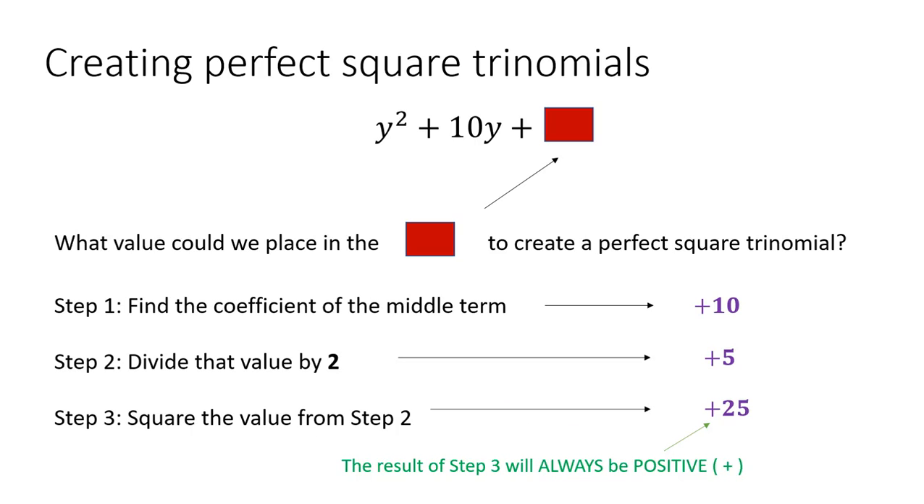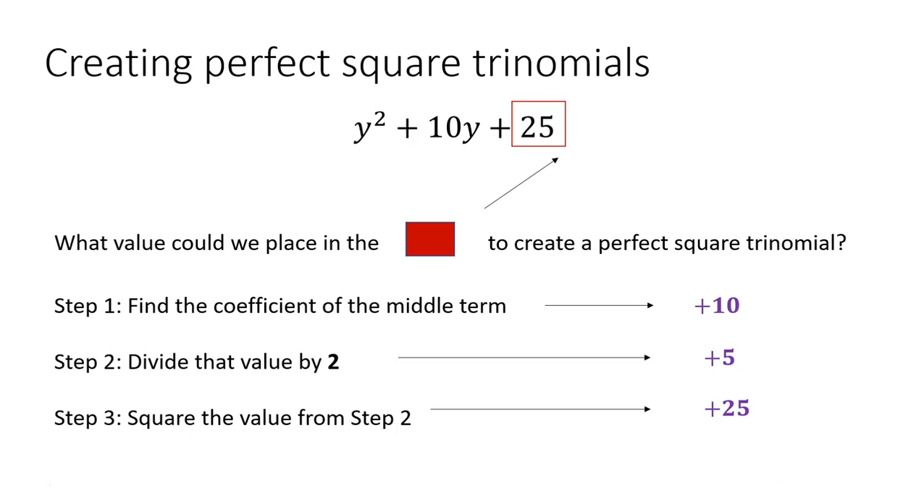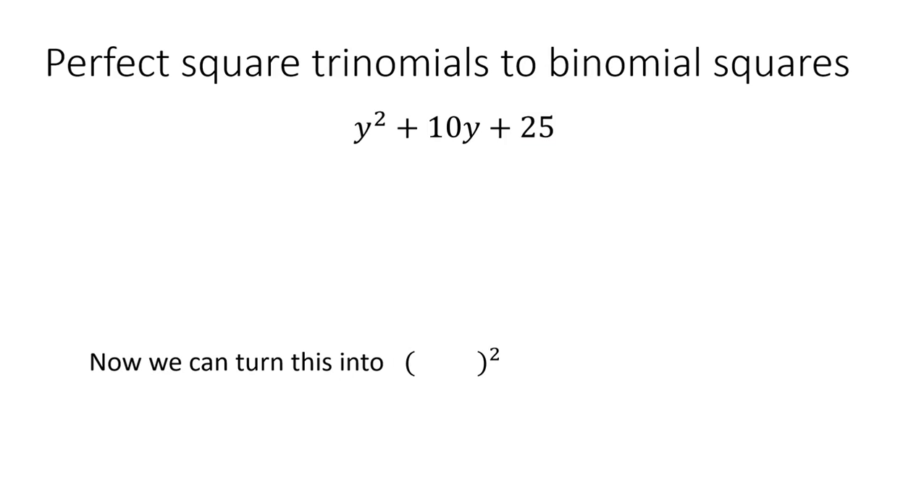The result of this step will always be positive because we're taking step 2 and squaring it. So whether we have a negative or a positive in step 2, once we square it, we'll have a positive value. And this is the value we'll place in the box. y squared plus 10y plus 25. That's a perfect square trinomial.